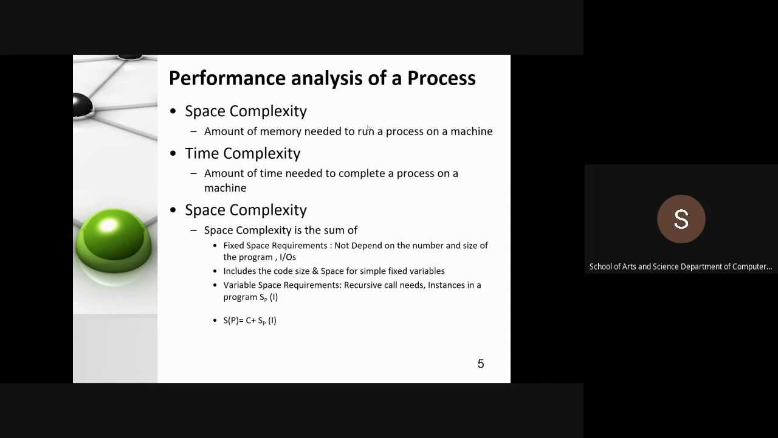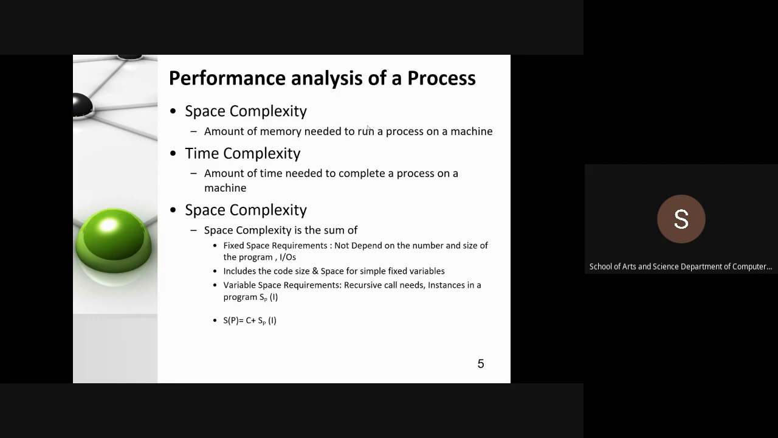So what is variable space requirement? Take the programs which are using instances and objects. For each object, a different size is allocated within your program. For one object, each object has a different amount of memory that gets created. Like that, you consider the recursive call. A recursive function is a function which is called by itself. So it also needs a variable amount of memory, that means space. So these are all counted under the variable space requirement.